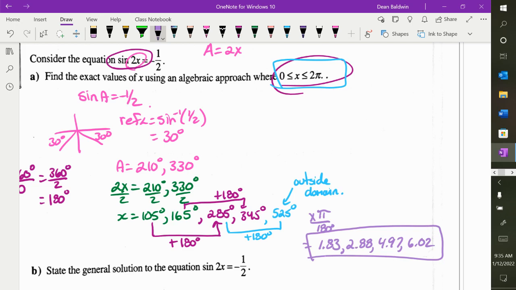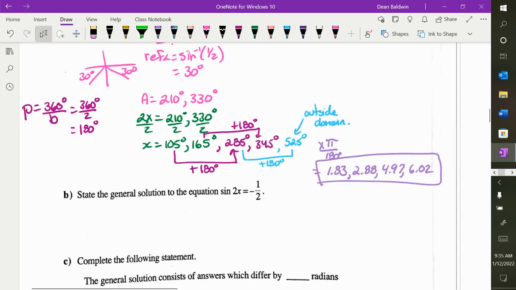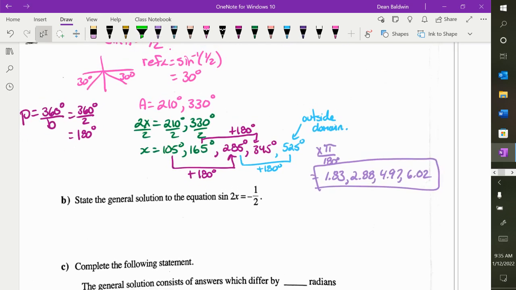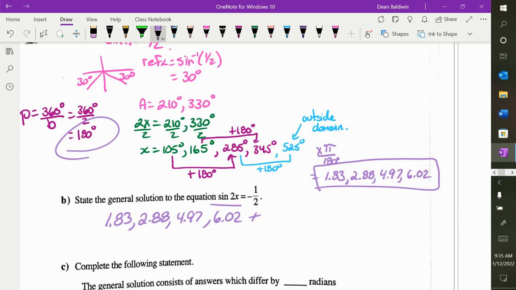Okay. General solution to this equation. What did we do for general solution yesterday? We took all the answers from the first bit, and we do the exact same thing. So you go 1.83, 2.88, 4.97, 6.02, and what do you add? Multiples of the period. But what's the period of this graph? 180. So you go n pi. So just be careful about that.